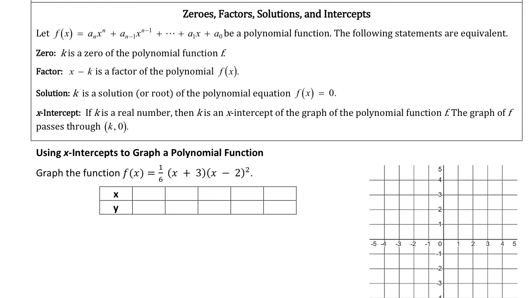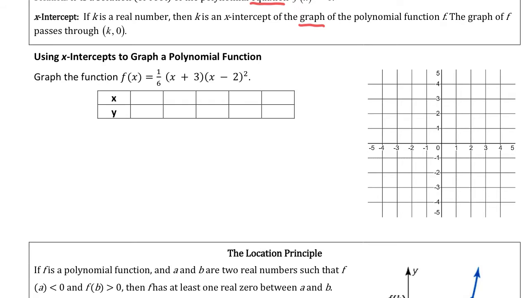So just to recap some of this, the relationship between zeros, factors, intercepts and solutions, they all basically mean the same thing. But a zero is what we find with a function. Functions have zeros, okay? Polynomials have factors. Solutions come from equations, and intercepts are on graphs. But they all mean the same thing. They all connect to the same number, okay?